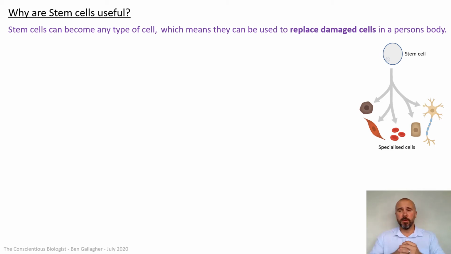If you look at the picture above me now, that stem cell could be induced, which means sort of forced to become any of these cell types, or indeed almost any cell type if you're looking at embryonic stem cells. So they could become new bone cells, muscle cells, red blood cells, nerve cells. Okay, that means they could be used to replace or repair damage that's been done to a body.